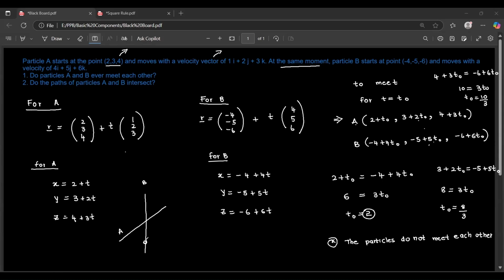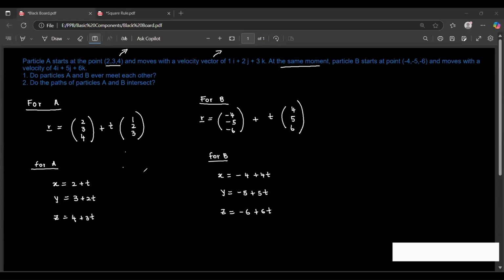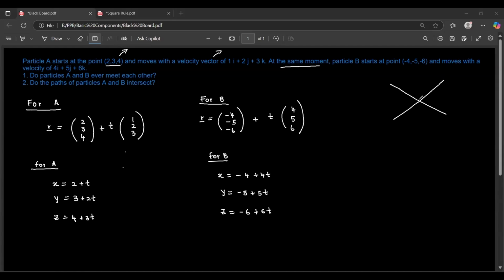I mean, B can be here when A is here, and A can be here when B is here, because it depends on the velocity. So if they are crossing their paths, which means their paths are intersecting lines. And we know how to check for intersecting lines. In that case, we can verify that by giving them different times. If they are intersecting each other, they should have a common point.